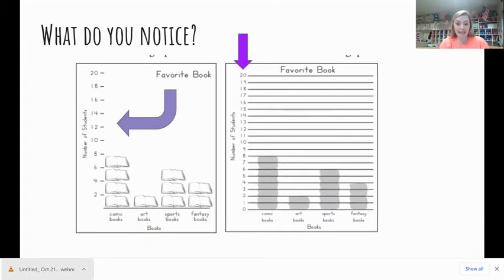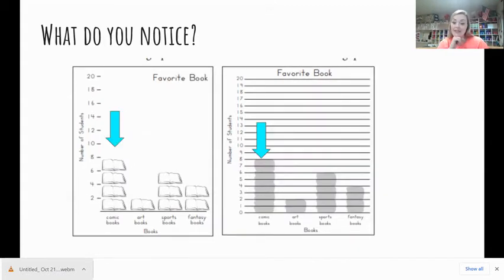So in the left, we see the scale going up by 2. 2, 4, 6, 8, 10, 12, 14. So it goes skip counting by 2s. But if you look on the other opposite side in the bar graph, we see the scale is going up by 1s.